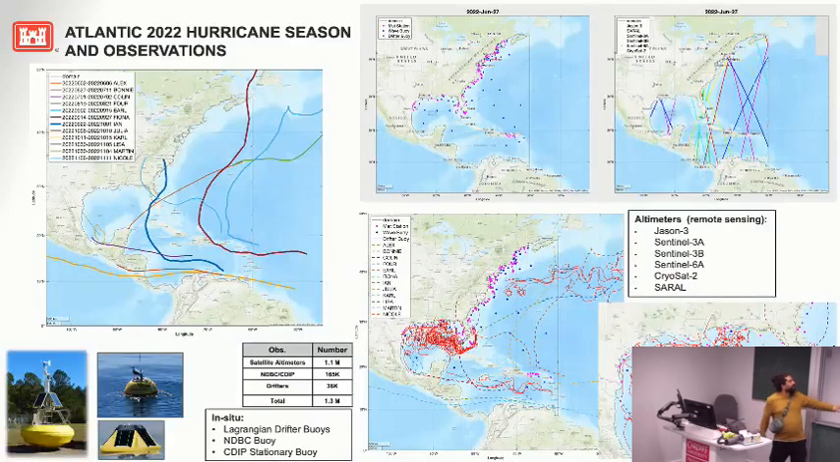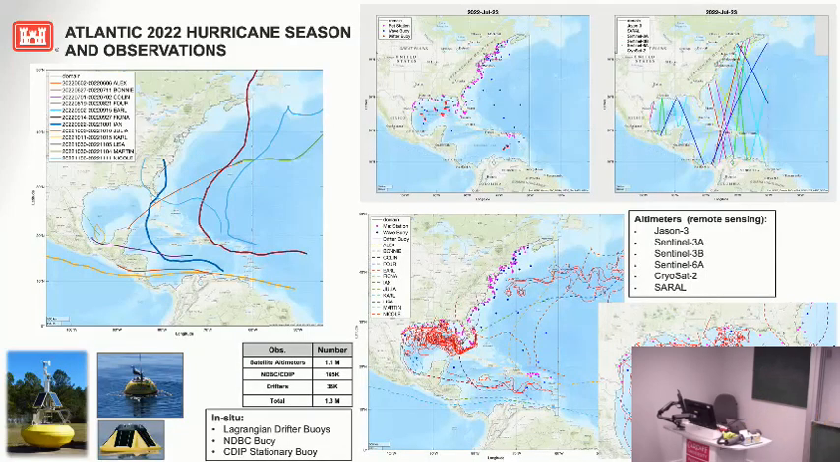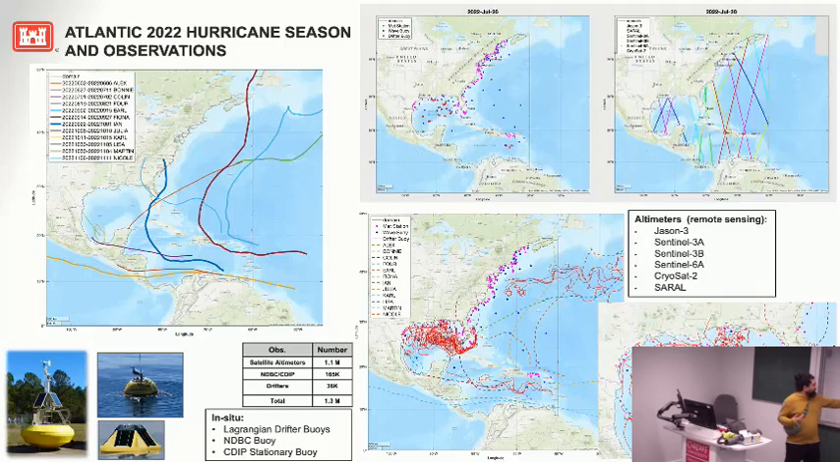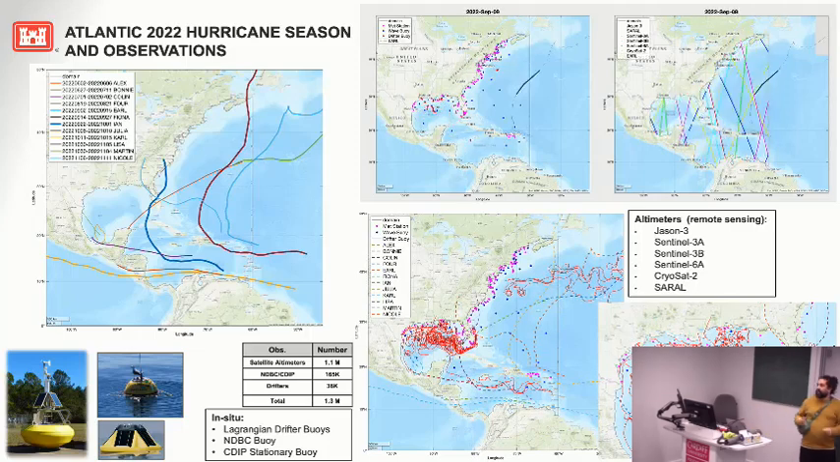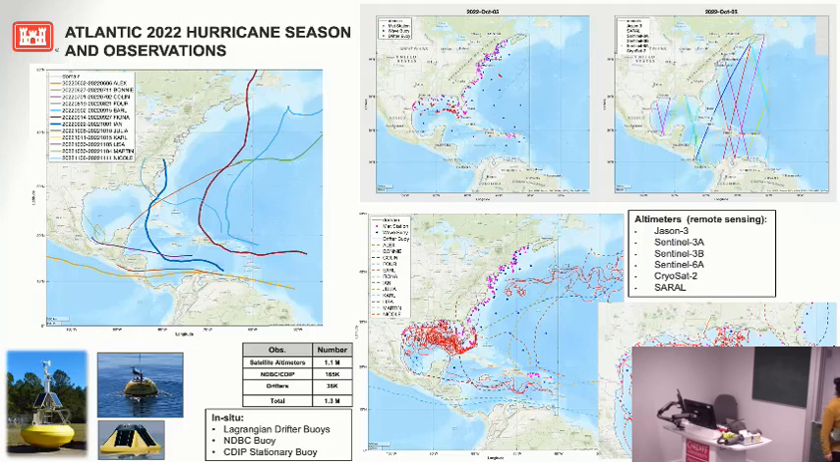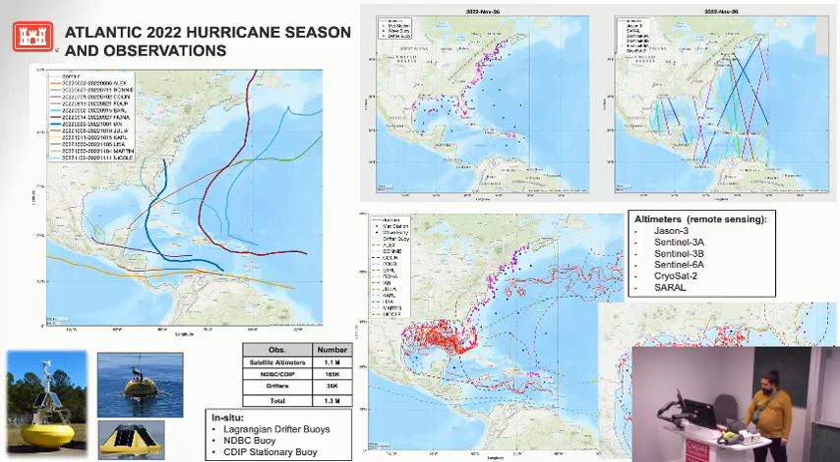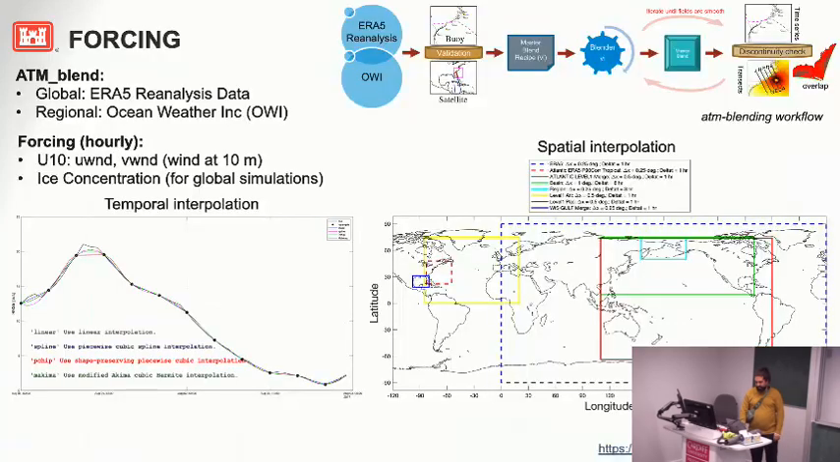This hurricane season, these lines are the satellite tracks, which are coming every day. These magenta points are the NDBC network, and the red points are the drifter buoys. So this is moving in time, right? So we have a big set of data to validate our model, and these are static snapshots of all of them together. And these are the buoys that we are using. So we have a rich data set, like 1.1 million satellite data and 165K stationary NDBC and 36K drifter buoys. So in total, 1.3 million data sets that we can validate our model with.